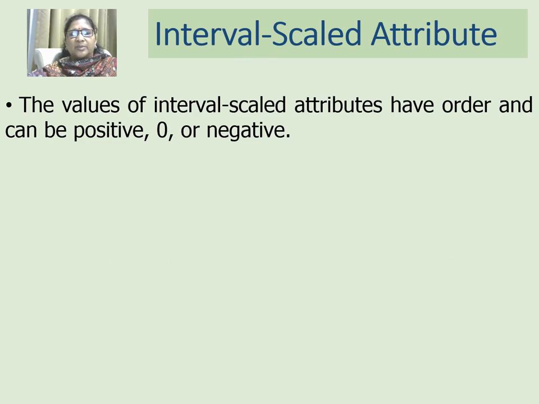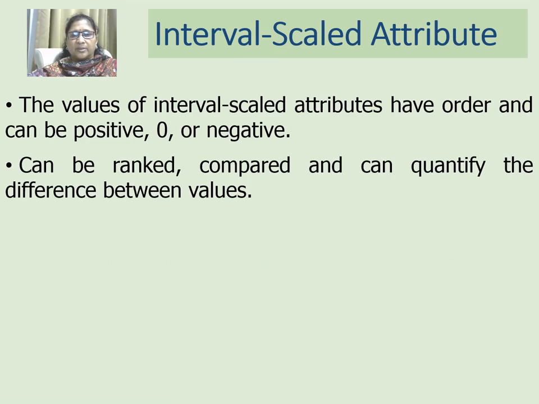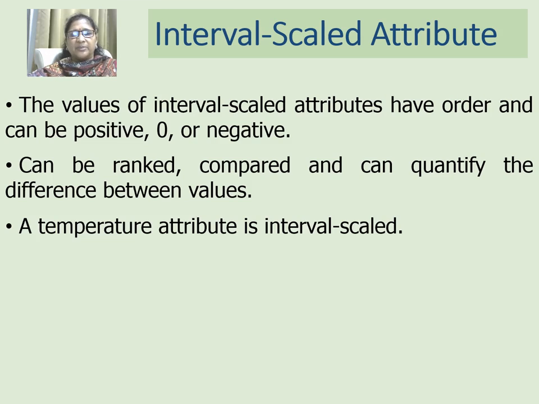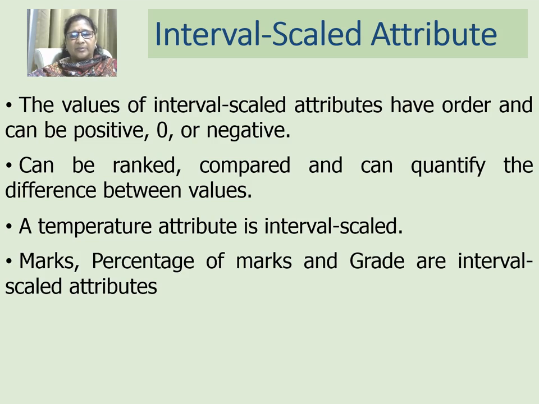For an interval scaled attribute, the values have order and can be positive, negative, or zero. They can be ranked, compared, and the difference between values can be quantified. Temperature is one of the most popular examples of an interval scaled attribute. Other examples are marks, percentage of marks, grade, or similar. When we note down the temperature after, say, 1 hour, the temperature could be negative, 0 or positive.